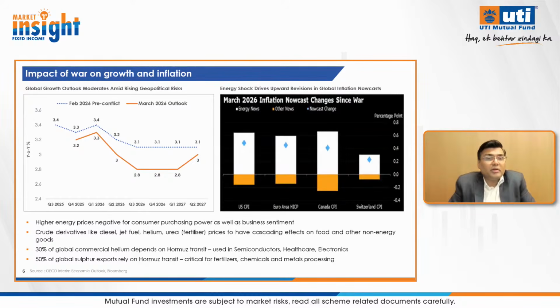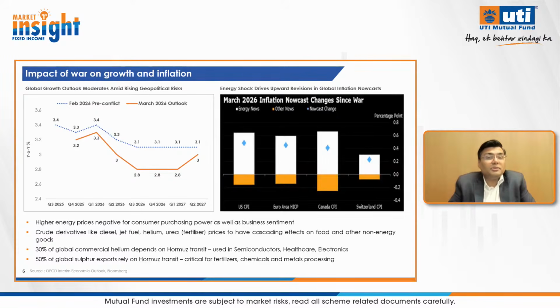Of course, because the conflict started by end of Feb, it will not have a material impact on Q1 26. So there's only a 10 basis point downgrade. But as you go ahead, we are already seeing a 20 basis point downgrade in Q2 of 2026, and a 30 basis point downgrade in the rest of the year. So that's a major impact, because not only is this a price hike, there is also a production disruption which is happening. So if you look at the key derivatives from crude oil, whether it's diesel, jet fuel, helium, urea, etc., they will have a huge cascading effect on food and other non-energy goods.